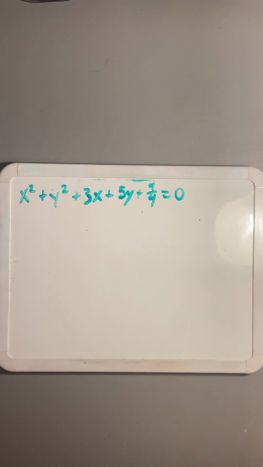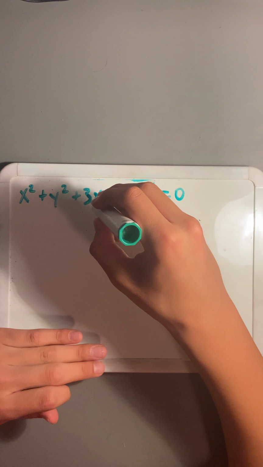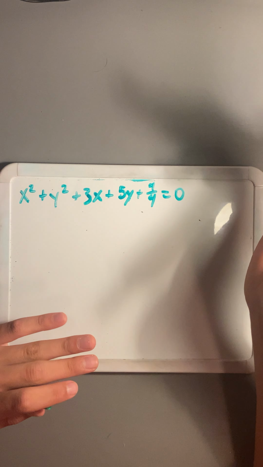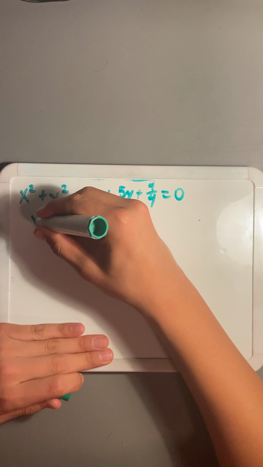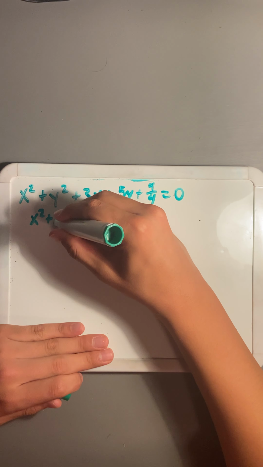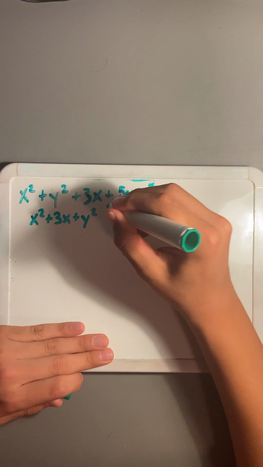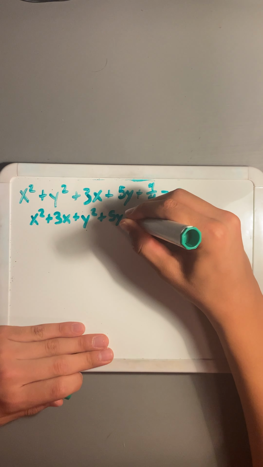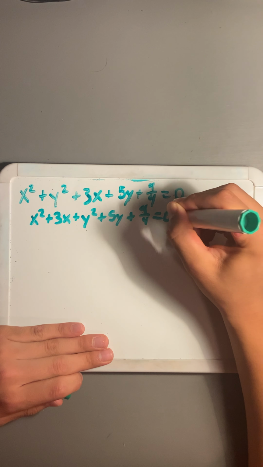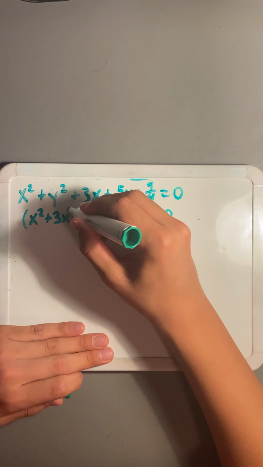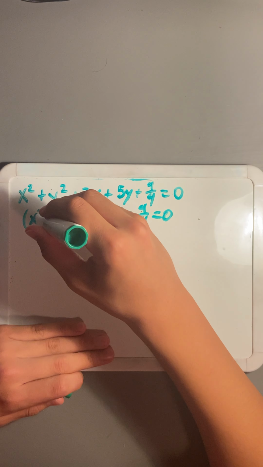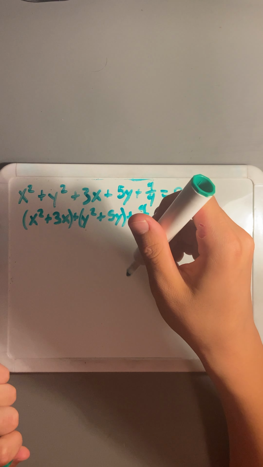Let's try to find the radius and the center of the circle in this case. First we'll want to switch this equation so it'll be more readable. You'll get x squared plus 3x plus y squared plus 5y plus 9/4 equals 0. By doing this, we can organize them like this so we know what we're going to eventually factor out.